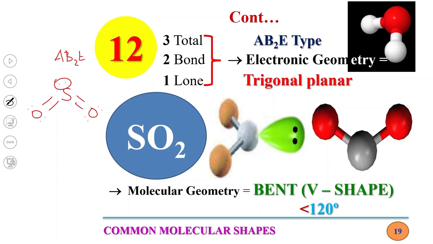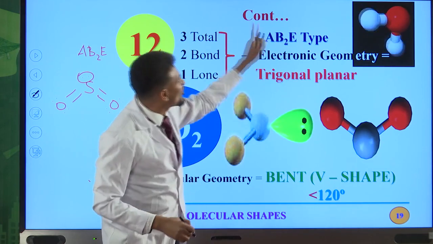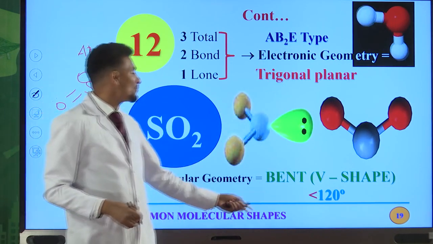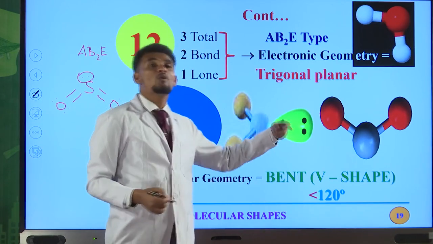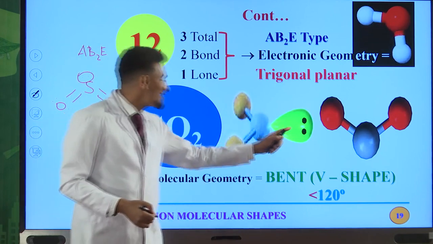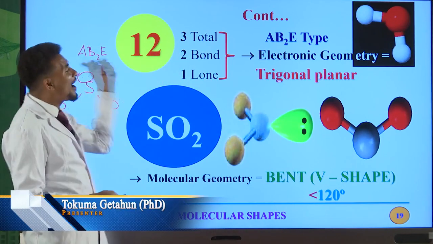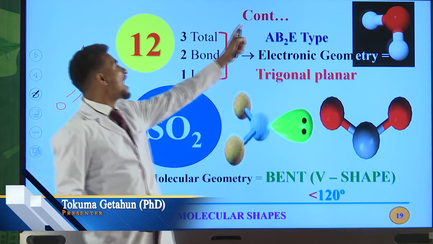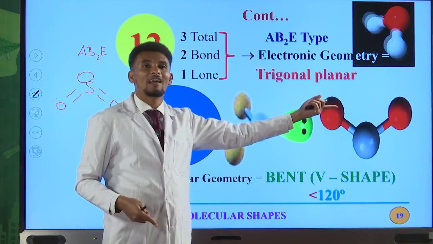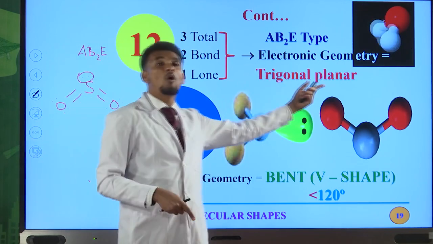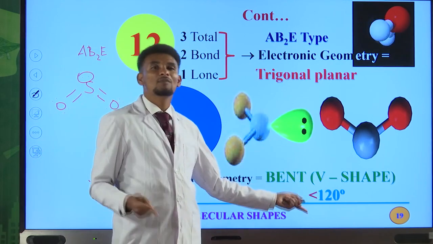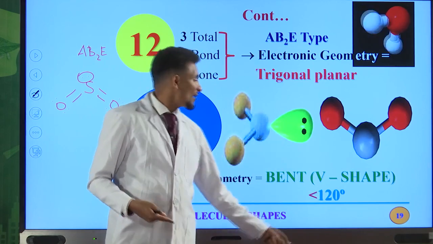So AB2E type. For molecules that have AB2E type, their electronic geometry is trigonal planar, but their molecular geometry or molecular shape is bent shape or V shape or angular shape, and their bond angle is less than 120 degrees. This is the 12th most common shape of molecules. For all molecules that have AB2E type, their electron pair arrangement is trigonal planar, but their molecular shape is bent or V shape or angular shape, and their bond angle is less than 120 degrees.